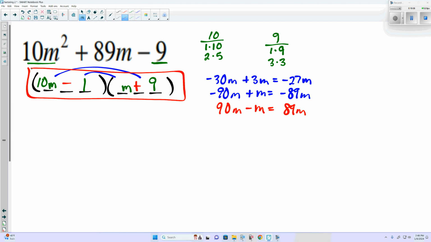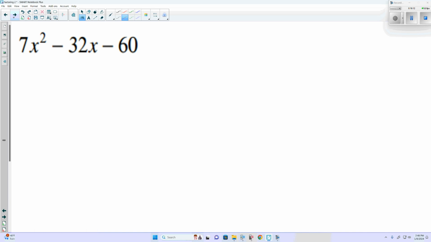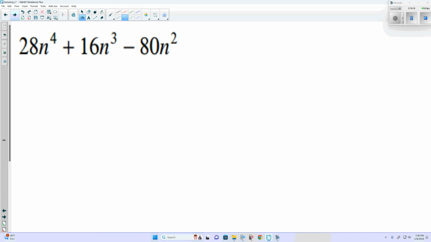Questions on this here? We feel pretty comfortable with this here. In that case, we're going to skip this one here and go to this one here. 28n to the 4th plus 16n cubed minus 80n squared. Is there a greatest common factor? What is it?